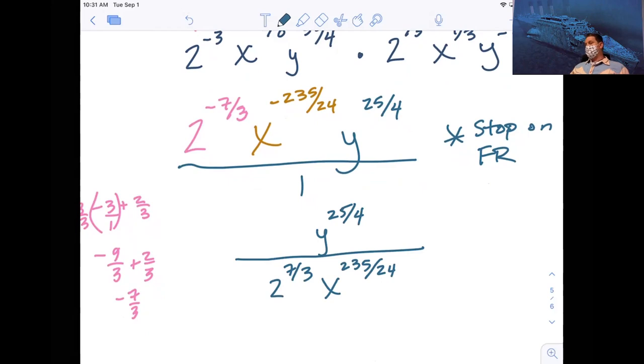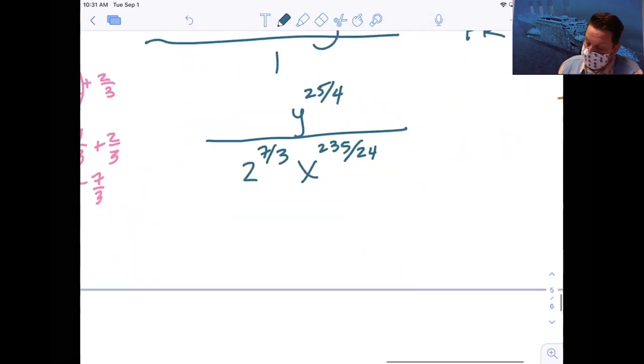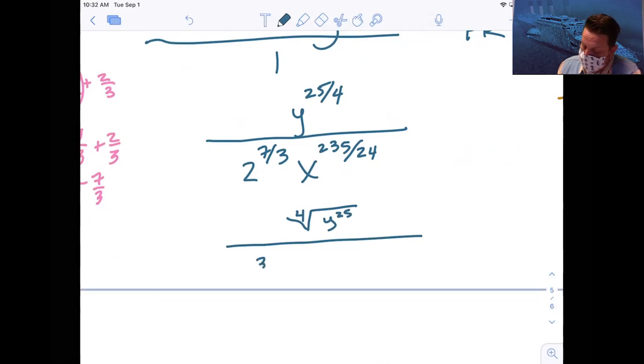But now let's get rid of the radicals, okay? So in the numerator, you'll have the 4th root of y to the 25th all over the cube root of 2 to the 7th times the 24th root, yikes, of x to the 235th.